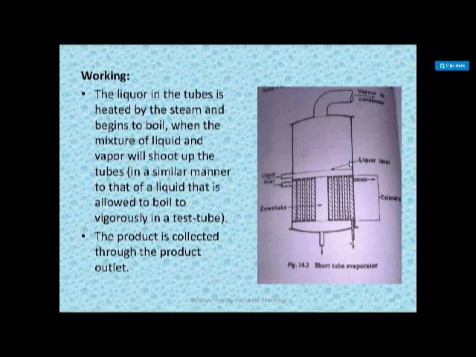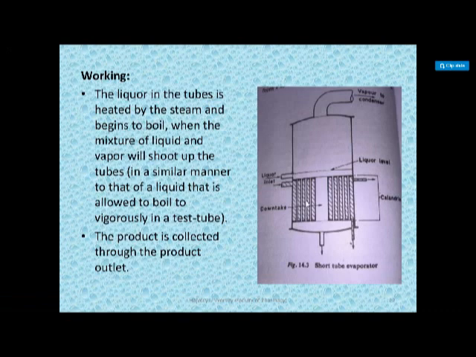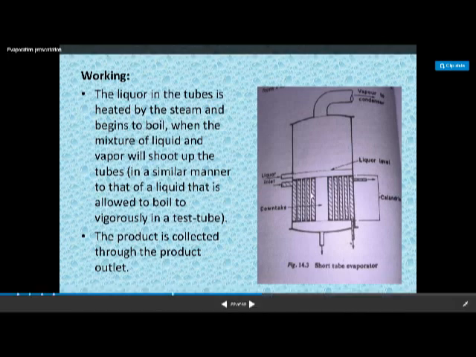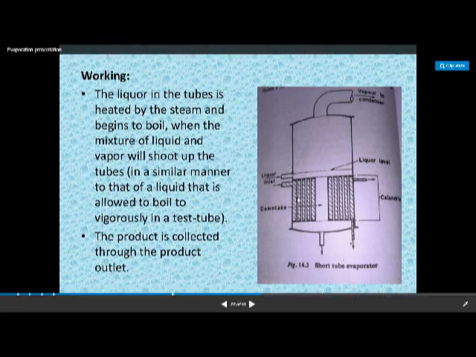So now we'll move towards the working. The liquor is introduced through the liquor inlet outside the tubes, and the steam is inside the tubes. Now, as the steam starts heating, the liquor starts boiling, and due to that the liquor evaporates, and you will get a thick product which can be collected from this outlet.